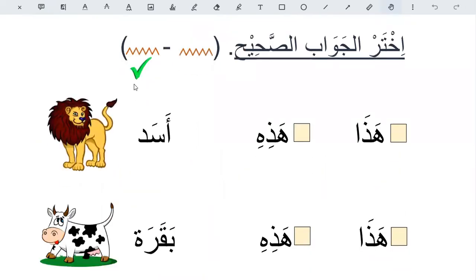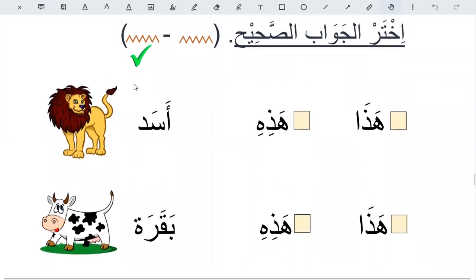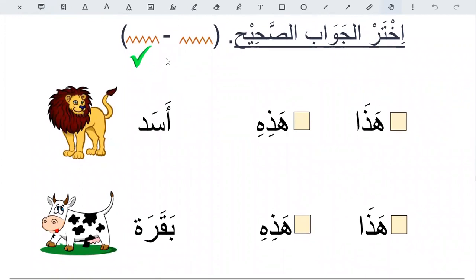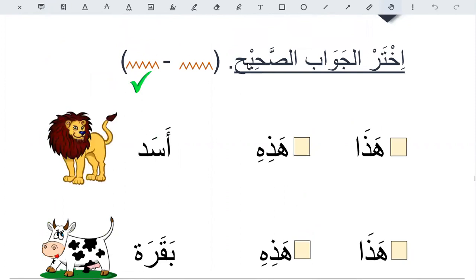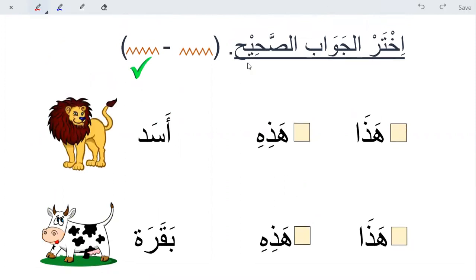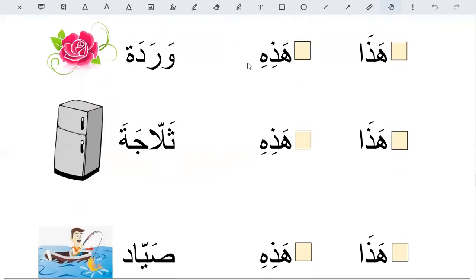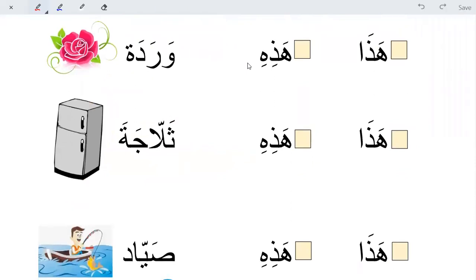Choose the correct answer. If the picture is masculine, you will say Haza, and if it is feminine, you will say Hazihi. Latifa. Okay. Haza Asad. This is a lion. Hazihi Bakara. This is a cow. Hazihi Warada. This is a rose. Do you know why we are using Hazihi? Why did we not use Haza here? Because of the last Ta Marbuta. Good. Next. Hazihi Thalaja. Good. Haza Sayyad. Good.